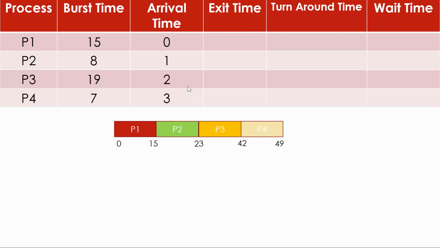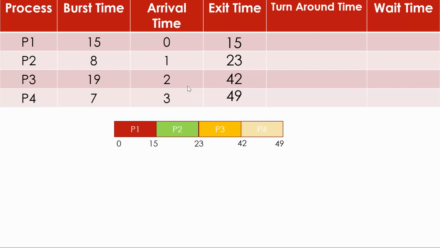Exit time is when the process actually finishes. Let's take a look at process 1. When did it finish running? It finished at the 15-second mark. It never ran again after that. It was completely done. We look at process 2. That finished at the 23-second mark. That is when it was completely done. Process 3, when was it completely done? That was at the 42-second mark. And what about process 4? When was it done? At the 49-second mark.